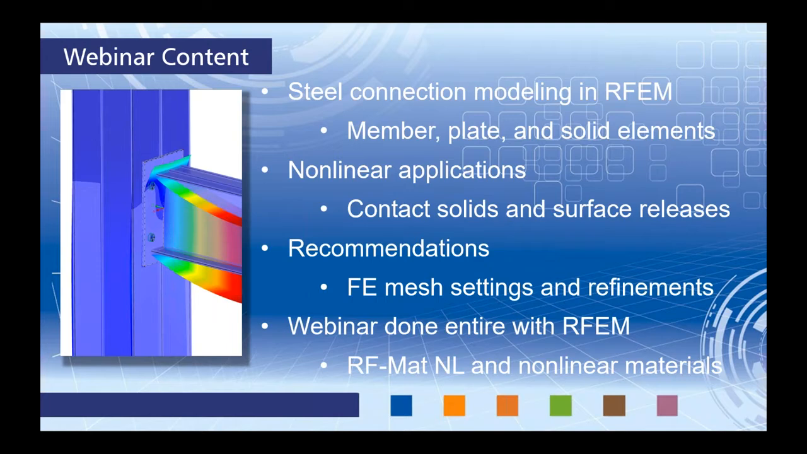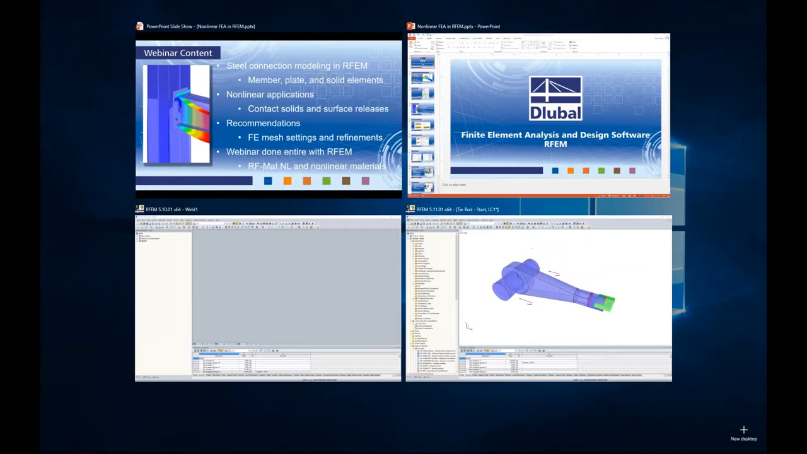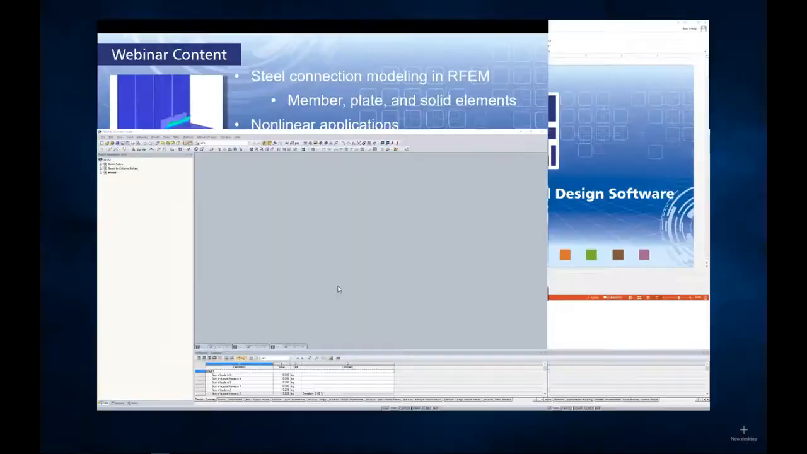Now the small exception to that is our very last example today. I will touch on our add-on module RF-MAT NL. This will simply release the nonlinear material properties and allow us to do something more like a plastic design and analysis. With that said, we can jump into RFEM.